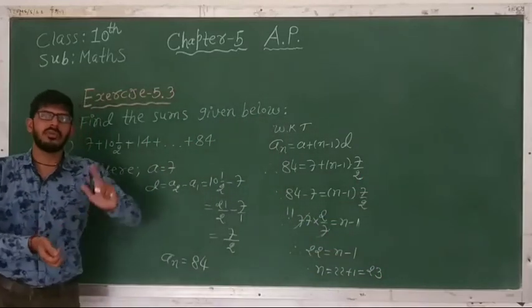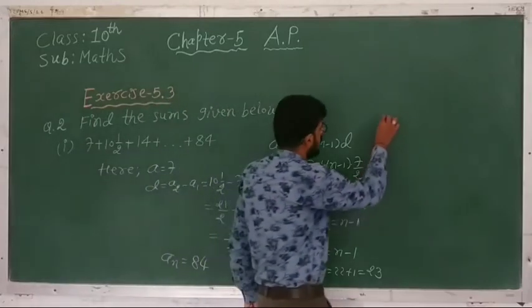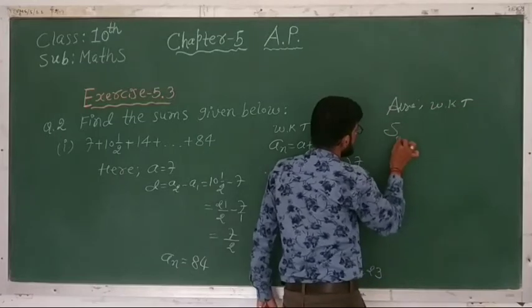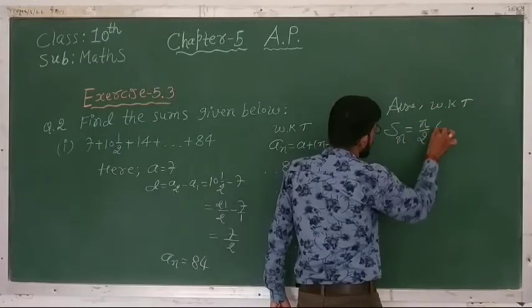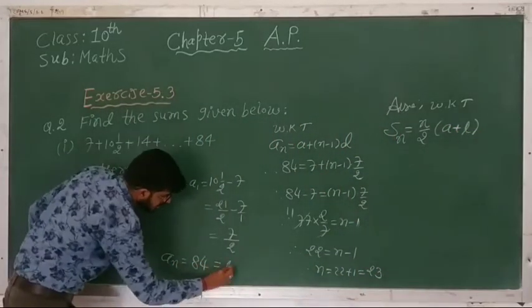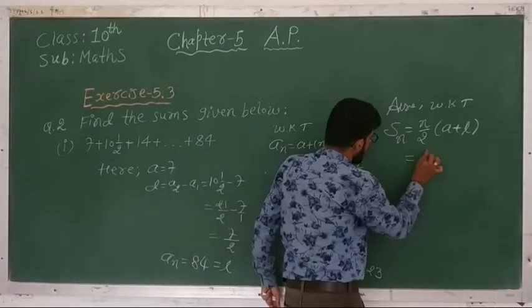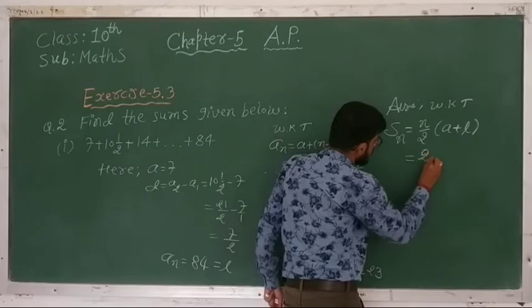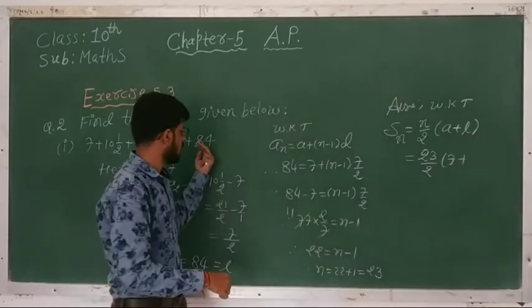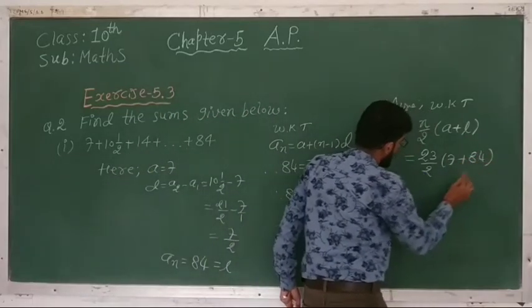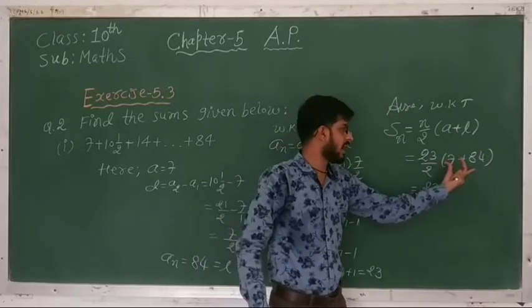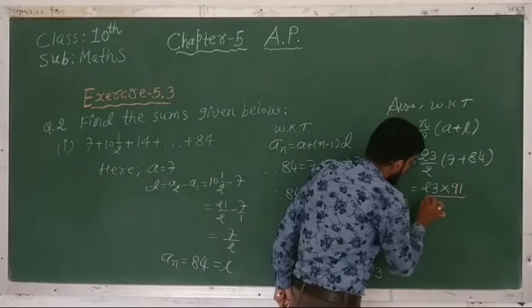Now we have to use the formula of Sn. We know that Sn is equal to n by 2 into bracket a plus l, because the last term is given. An is also denoted by l. So n is equal to 23. So 23 divided by 2 into bracket 7 plus l. The last term is 84. So 7 plus 84 is 91, so 23 into 91 divided by 2.